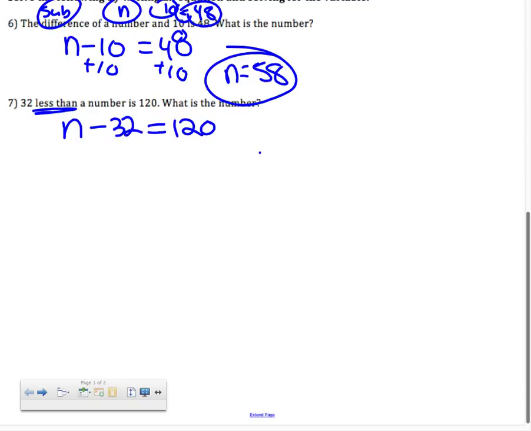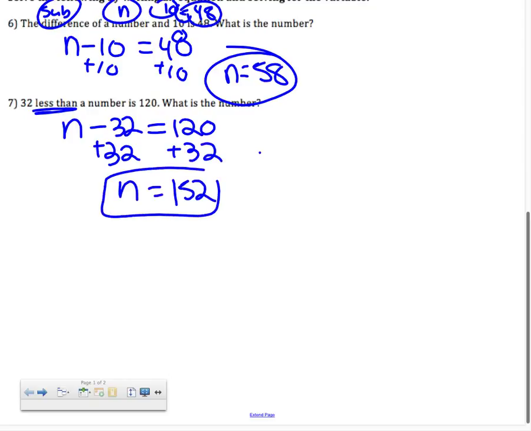This way, we have to pause and think, okay, 32 less than a number means I had the number first, and then I take 32 from it. So you cannot have less than the number if you don't first have the number, which is why the variable is going to come first in this case. And then to get rid of subtraction, just like we did above, addition, and we get the number is equal to 152. So once you have your equation down, it's just a matter of find the operation, do the opposite, and then you're golden.